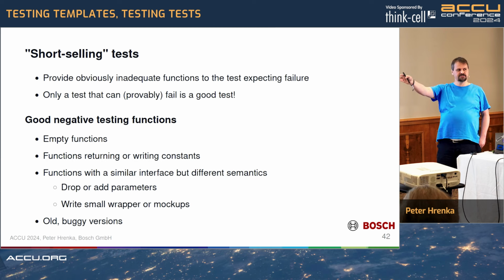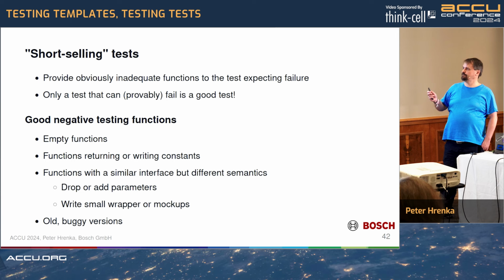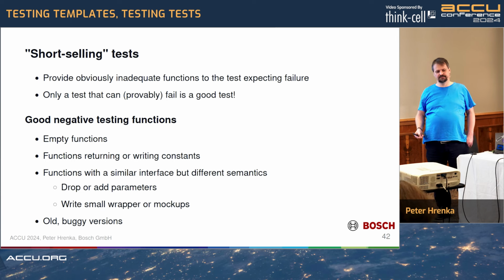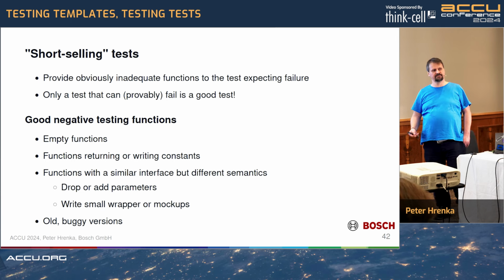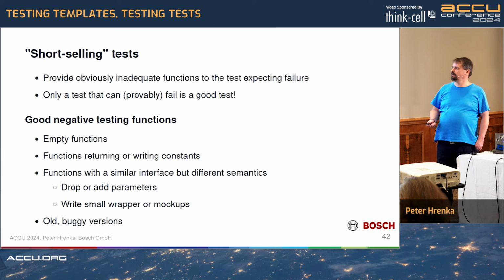So that's the idea here. We want a test that can fail, and we want to test it with some inputs, which are functions in this case. So we need some negative testing functions, some functions or classes that we know will not work or should not work. So we expect those to fail. And what can we do there? Most of the time, an empty function will not implement the requirements that we have.